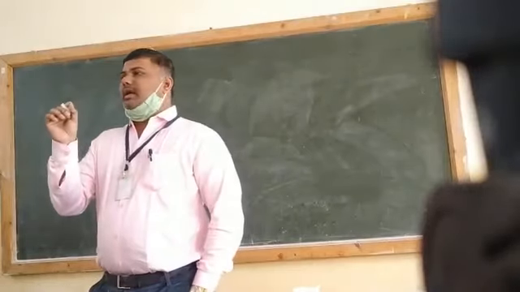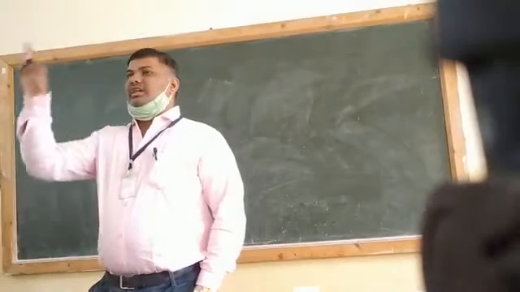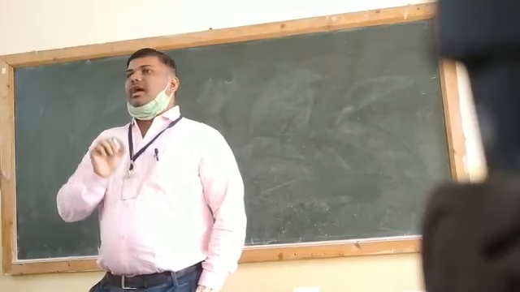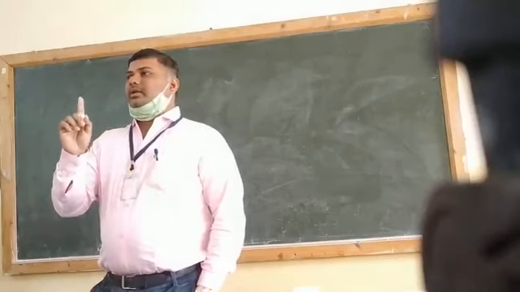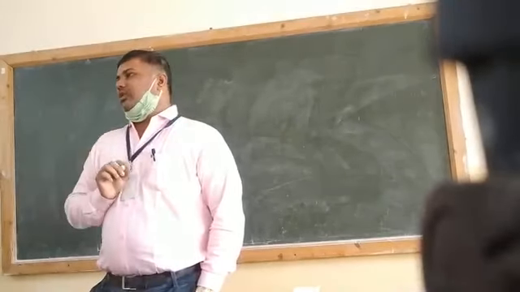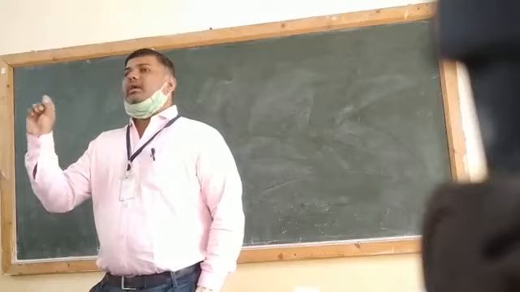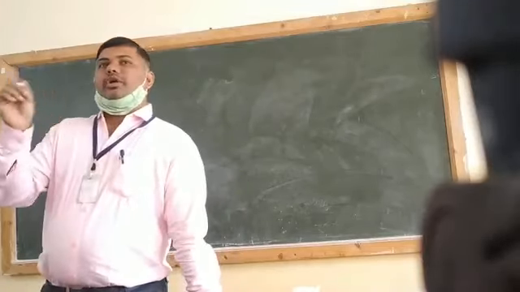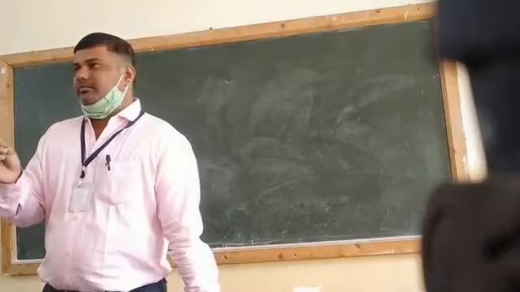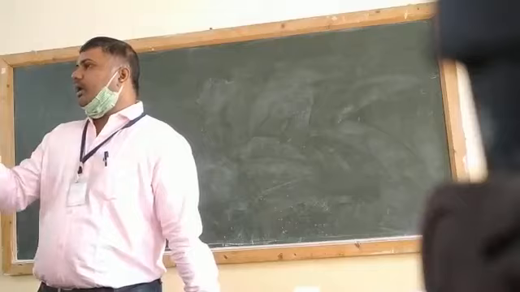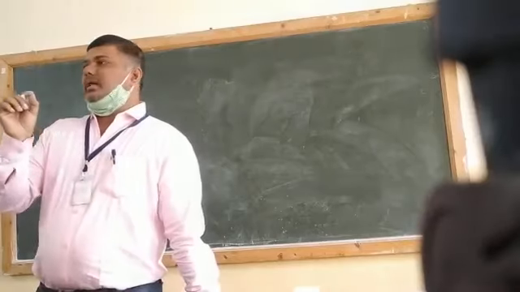Because in your board exam you will have a section of very short answers. In the very short answers, for 1 mark each, they will ask you this type of question: write the electronic configuration of any particular element. And in that case, they are not going to give you the atomic number. Or in some cases, if they are giving you 3-4 elements, then they may give you the atomic number.